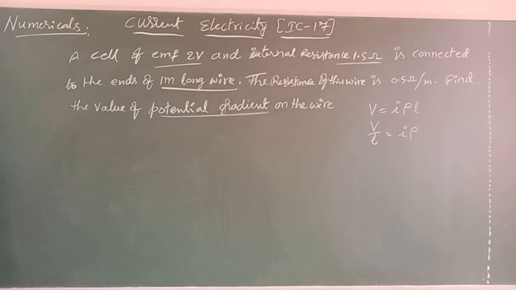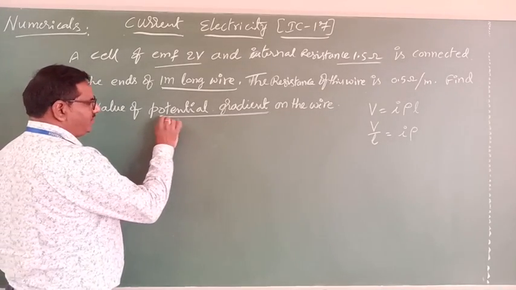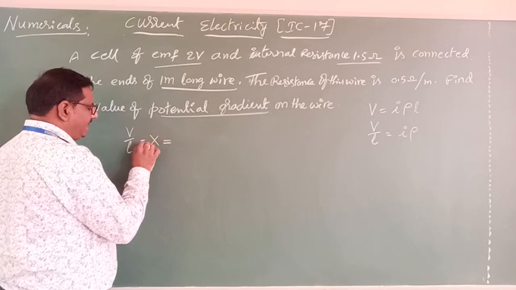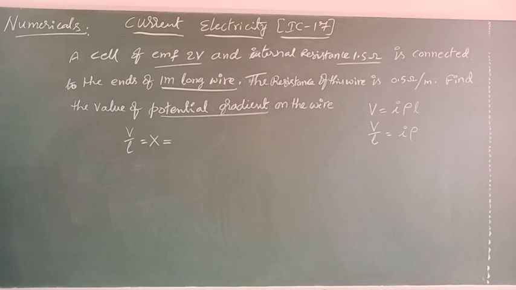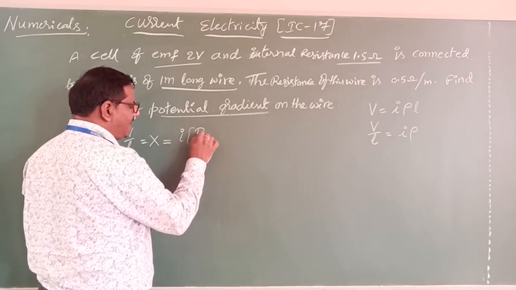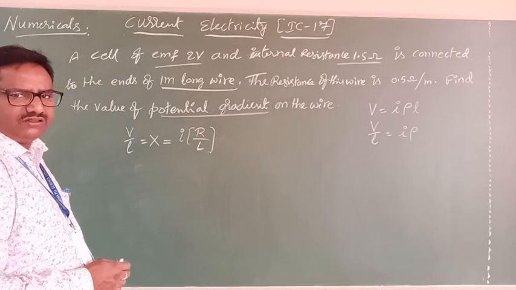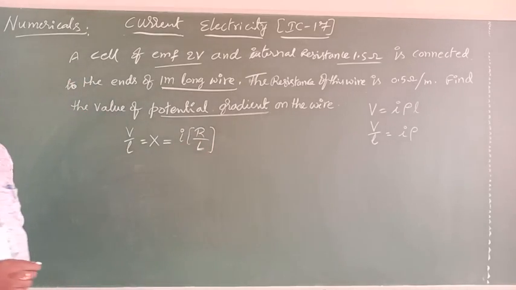How we will change? Very simply I will write. V by L, it is nothing but the potential gradient, I will take it as X. Remaining we have current and specific resistance. I into specific resistance, which we can write as R by L when it is in a uniform area of cross section. That area of cross section we will neglect. Then according to this, I into R by L.